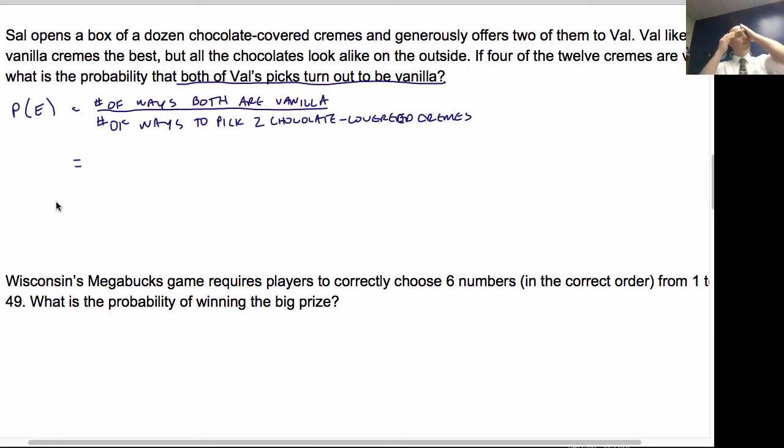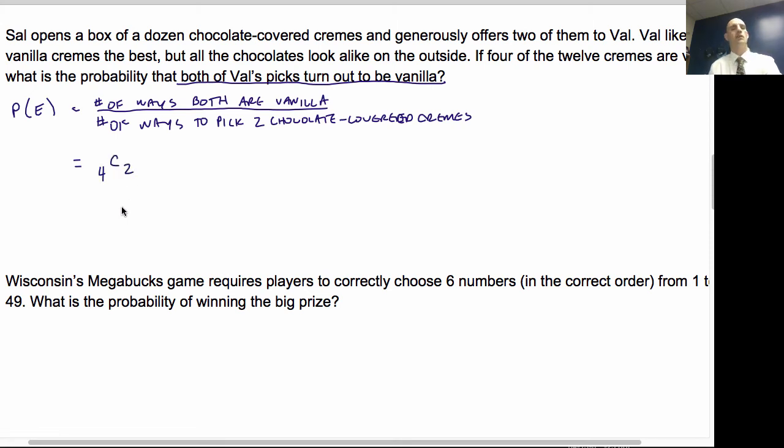And so we think about this problem in 2 ways. Let's talk about the first one. The number of ways that they are both vanilla. So you have to consider this event. So I've got these chocolates here. What are the ways to pick 2 vanillas? Well, how many vanillas are there? 4 of the 12 creams are vanilla. So there's 4 vanillas, and we want to pick 2 of them.